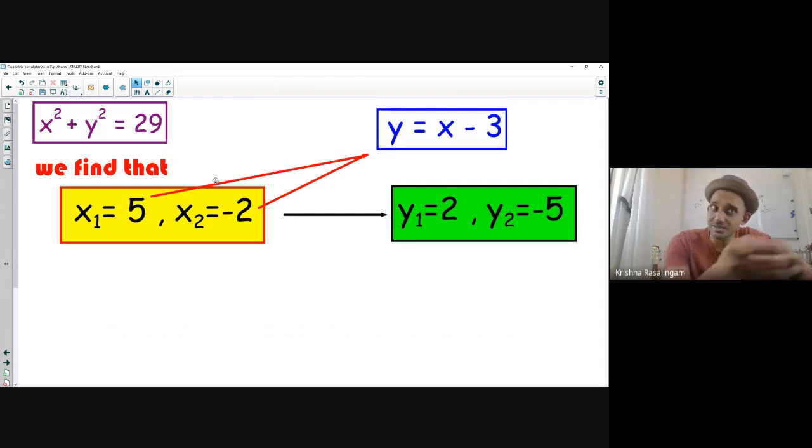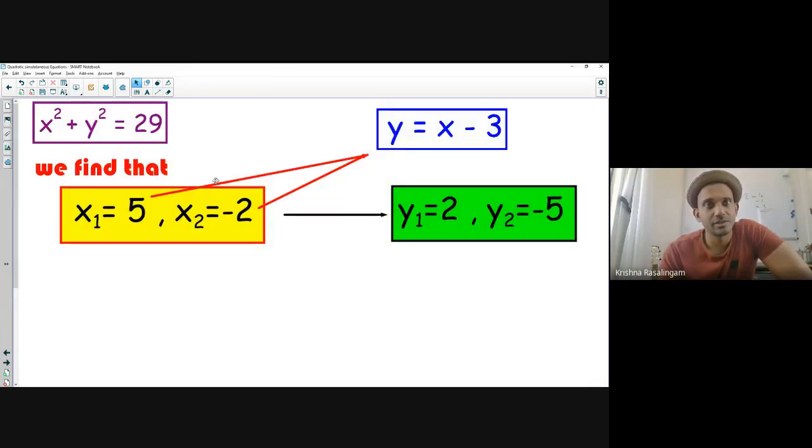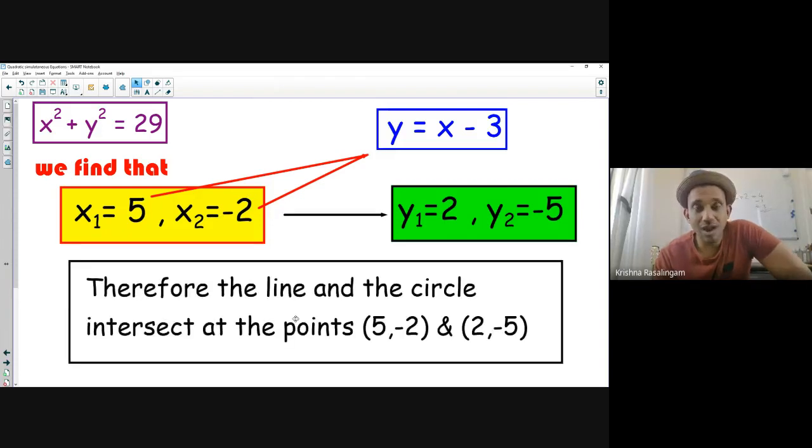If I subbed into the purple equation, I'll get the same answers. It's just not worth the hassle. If I try it with x is 5, 5 squared is 25, 29 take away 25 is 4, and the square root of 4 is 2. So you get the same answer, it's just not worth the hassle. It's much easier subbing into the blue one. So that means we have found where the circle and the line intersect. They intersect or meet at the coordinates 5, -2, and 2, -5.